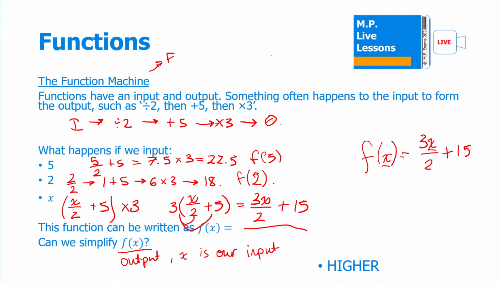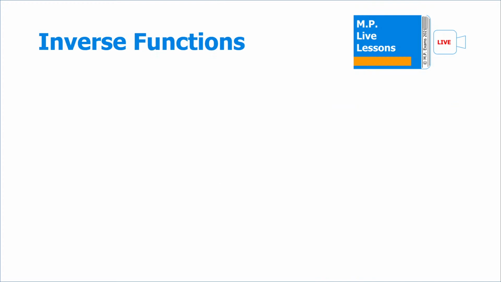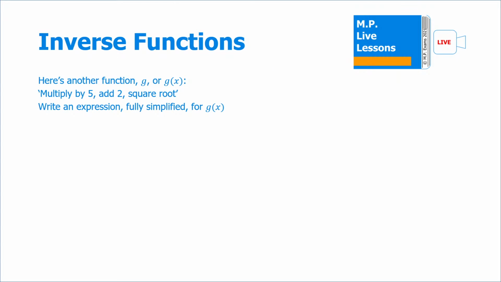Now, for higher tier on this paper, you'll need to know about inverse functions. So here's another function, g, or g of x. We multiply by 5, then add 2, then we square root. So write an expression fully simplified for g of x. So we first have our input x. This gets multiplied by 5. Then we add 2 to it. Then we square root it. Then we get our output.